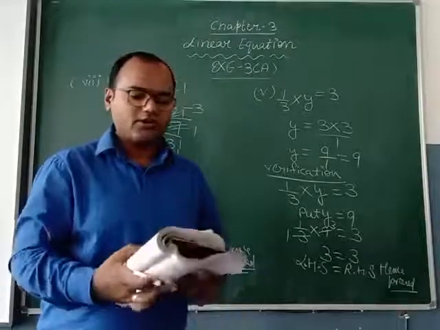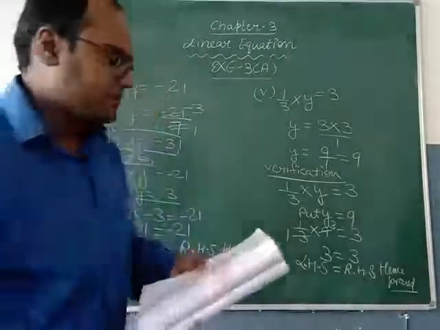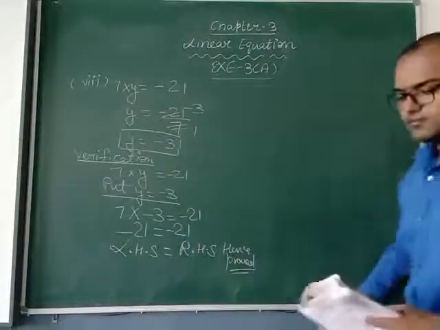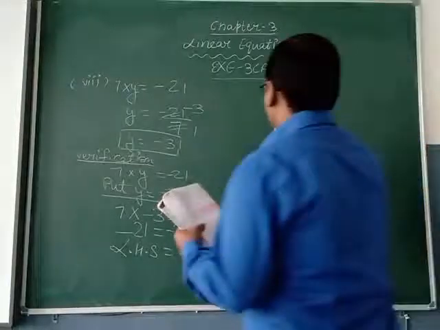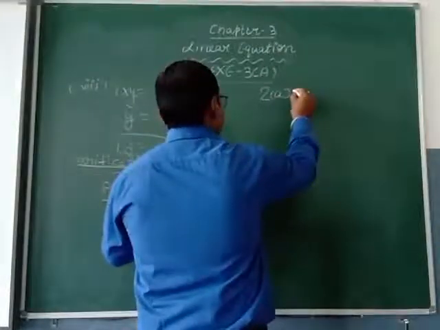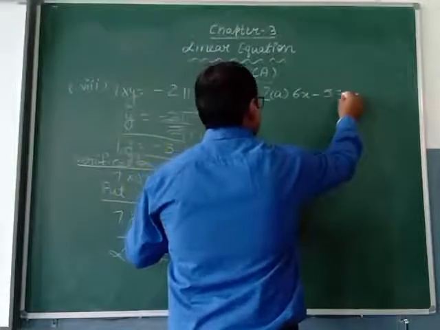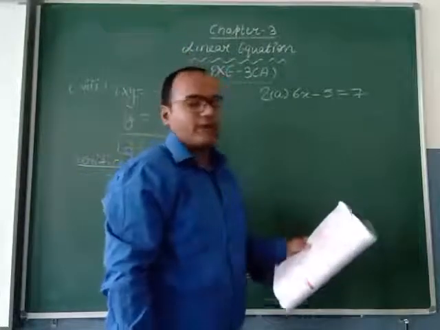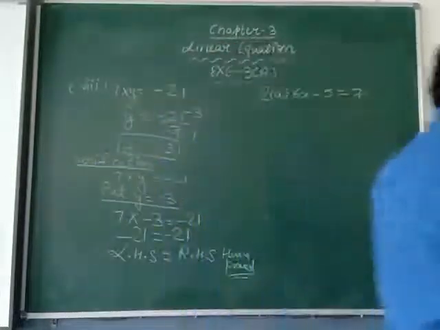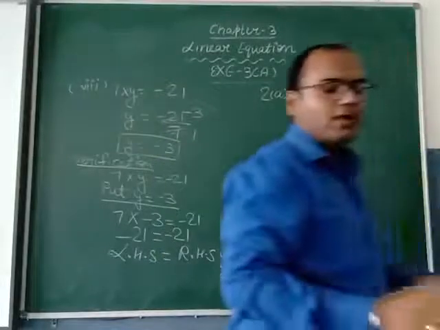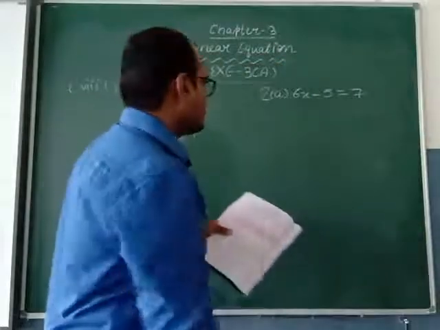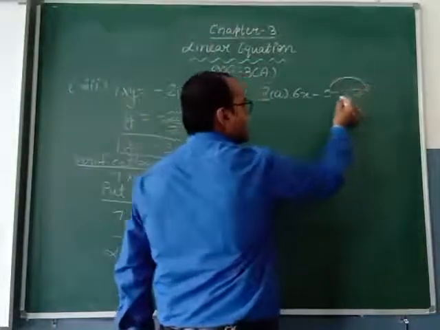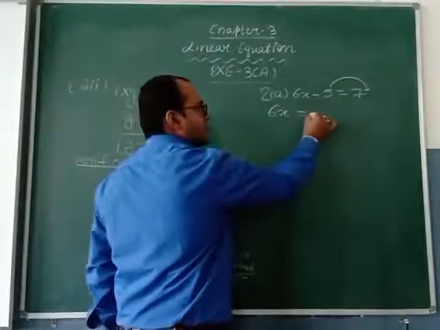Now we will do question number second. Question number second, first part: 6x minus 5 is equal to 7. So this is the question, and we have to solve it and we have to verify also. So we have to do the same work as we did in the previous question. First of all, this minus 5 we will bring to the right hand side. So this will become 6x is equal to 7.